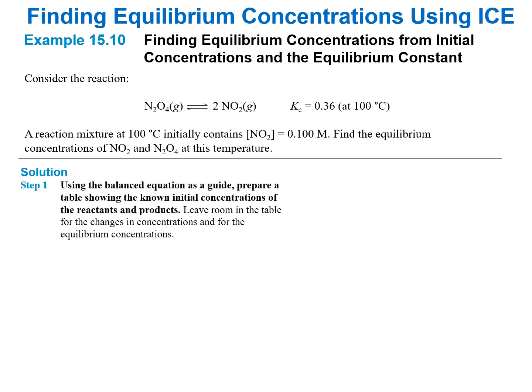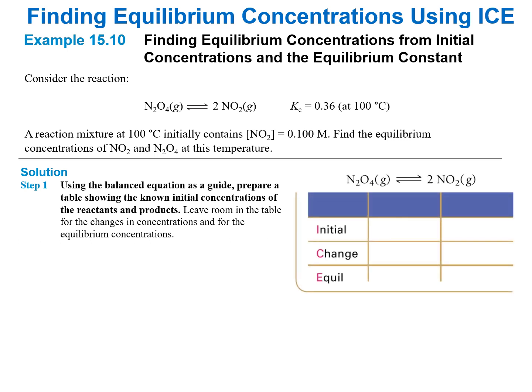Well, we're going to use the balanced equation, there it is right there, and prepare our ICE table. So here's our ICE table, and we're going to plug in our two substances, our reactants and our products. Now we're only given one initial value, and that is for nitrogen dioxide, which means that we are at 0 for dinitrogen tetraoxide. So at this point we have completed everything that we can for this table.